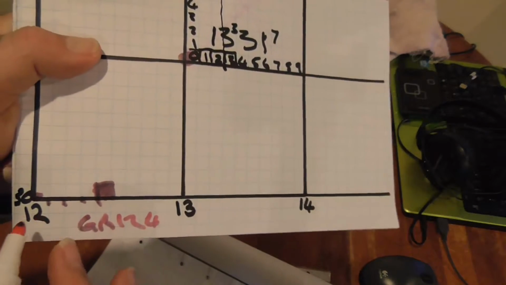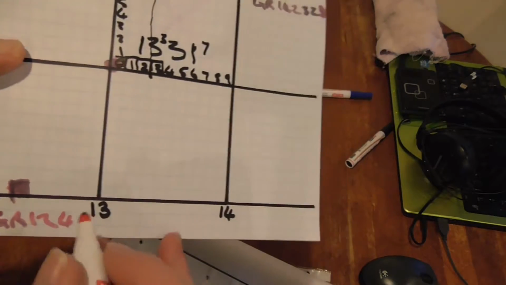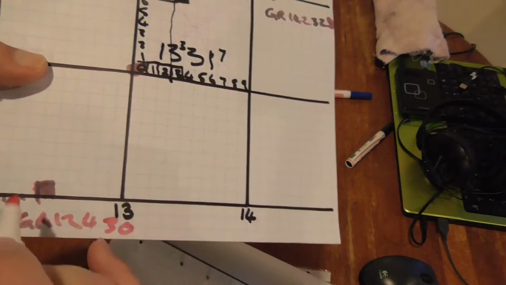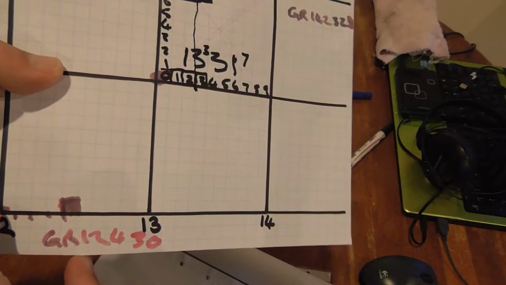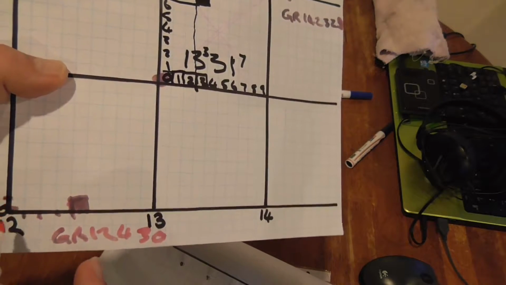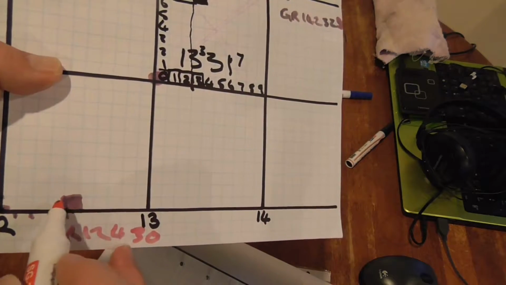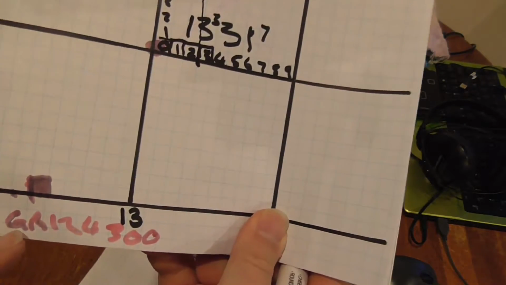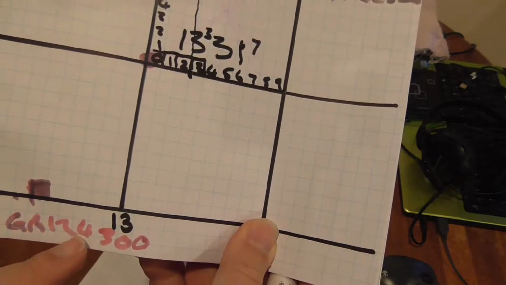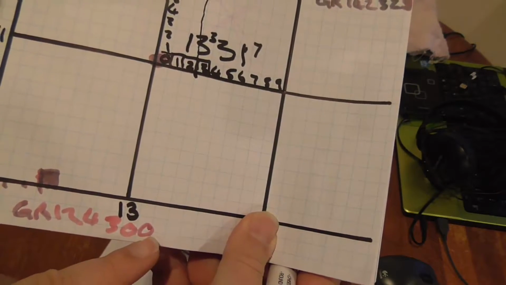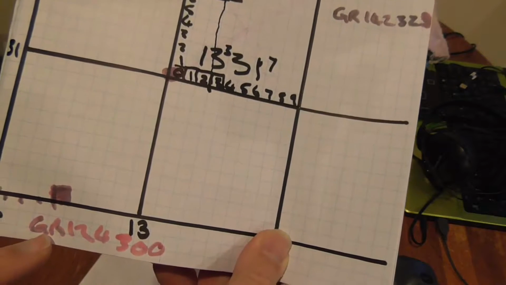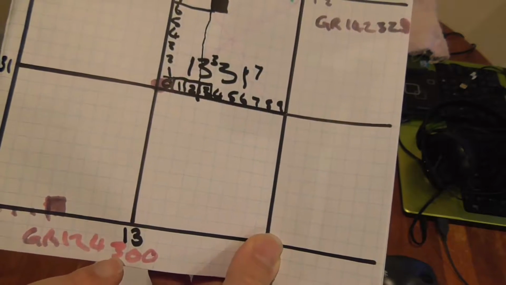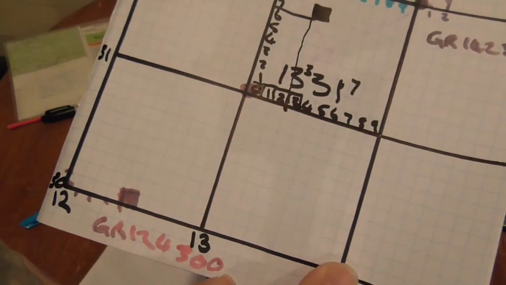We get the second part. 30, and this is the 1 here, so it's still in the 0. Okay, so it would be 0. So we'd say grid reference 1, 2, 4, 3, 0, 0. Say again, grid reference 1, 2, 4, 3, 0, 0.